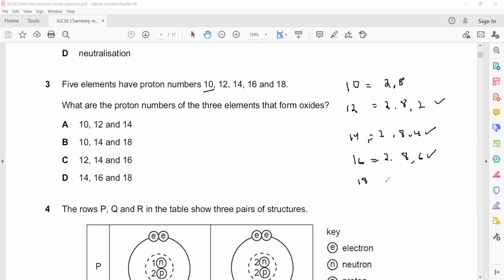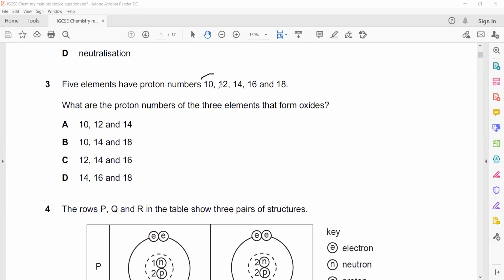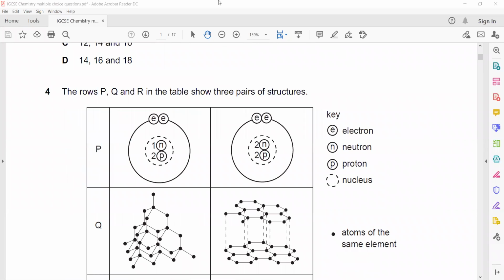But when you write for 18, that is 2, 8 and 8. So it already has 8 electrons in the last shell, so 10 and 18 will not react. That's why C is the right answer. So option C is the right one, because 10 and 18 belong to group 8, unreactive noble gas elements.